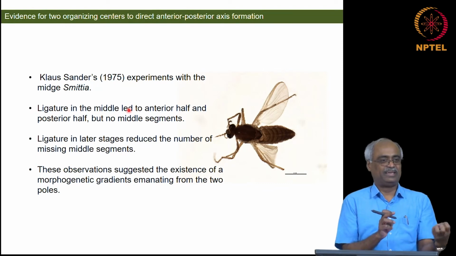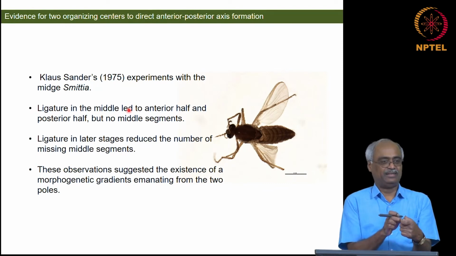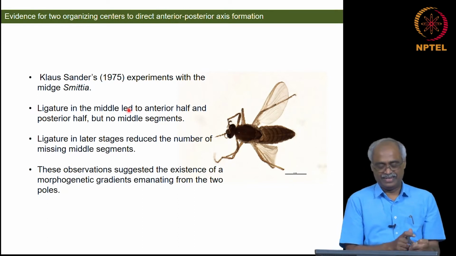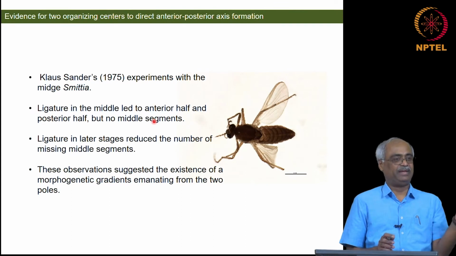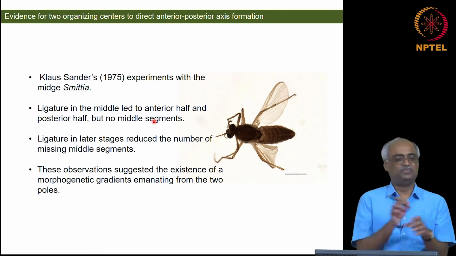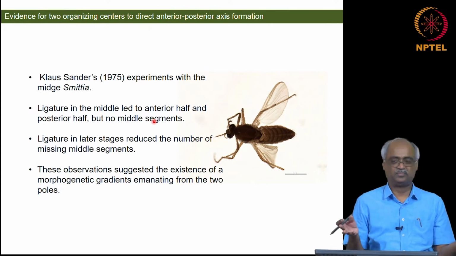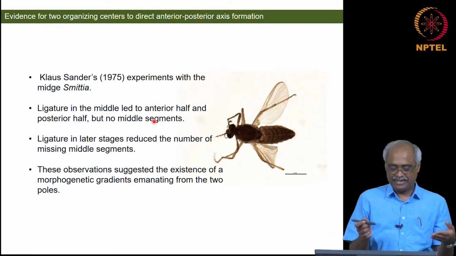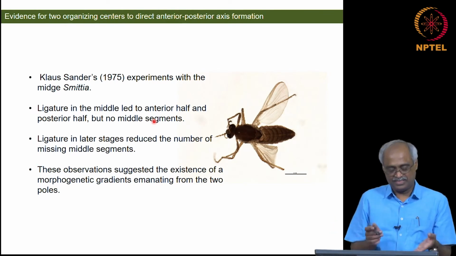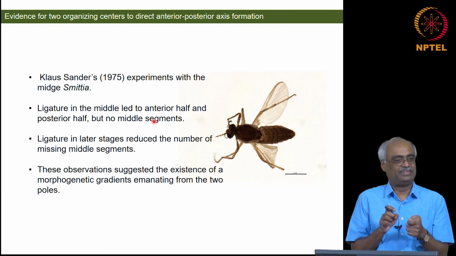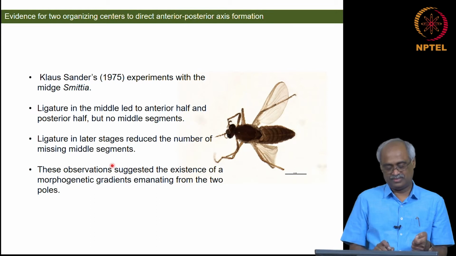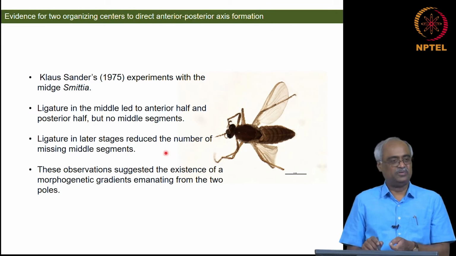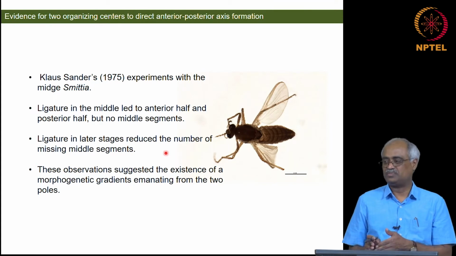Okay. So they kind of tied there in the middle. Then they realized that when they do that, the anterior made the anterior, the posterior made the posterior, but the middle structures did not form. And the later they shifted their ligature timing, they found it basically reduced the number of missing middle segments.